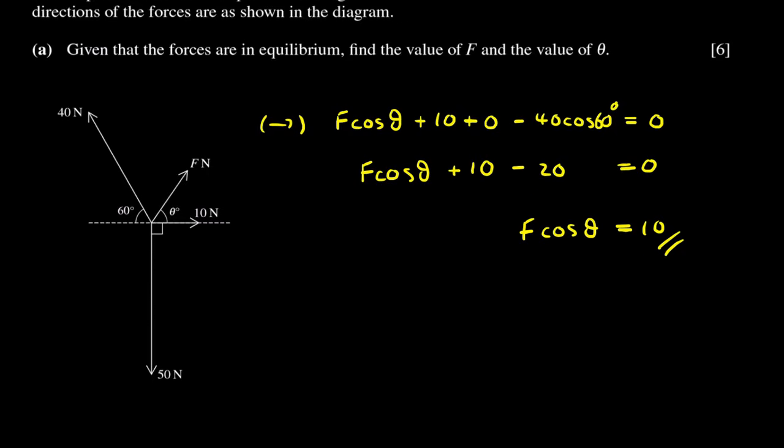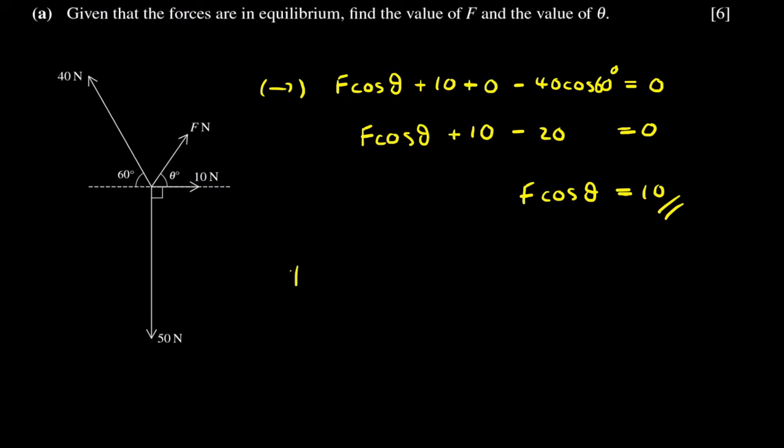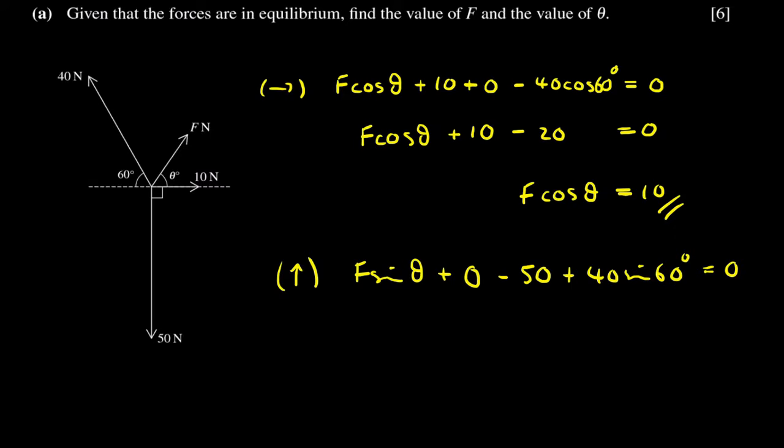Okay, now what we can do is the same thing in the vertical direction. So if we do the vertical direction, we're going to get F sine theta. The 10 Newton force has got no vertical components, that's plus 0. The 50 Newton force is acting vertically down, so that's minus 50. The 40 Newton force is 40 sine 60 degrees. And that must all sum up to equal 0.